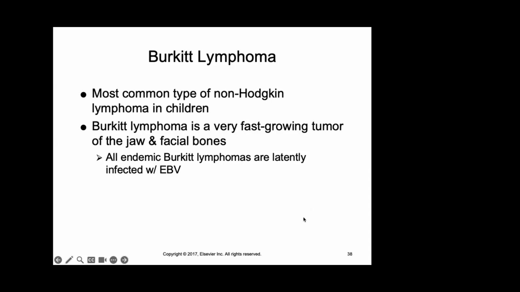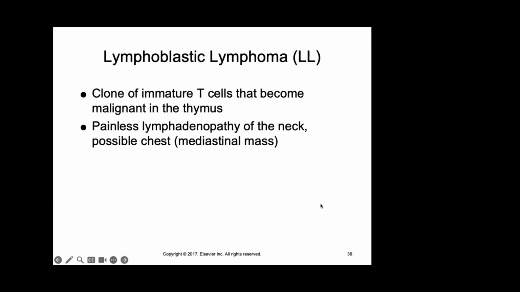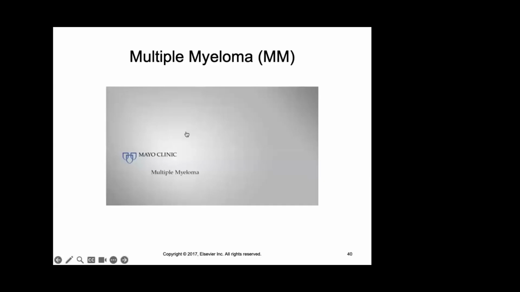are fast-growing tumors. They're often found in the jaw and the facial bones. All endemic Burkitt lymphomas are latently infected with Epstein-Barr. Okay? Lymphoblastic lymphoma is a clone of immature T cells that become malignant in the thymus, a painless lymphadenopathy of the neck, and possibly in the chest, where we call that a mediastinal mass. Remember, the mediastinum is the cavity between the pleural cavities, which contains the pericardium. Right? Next, let's look at multiple myeloma.